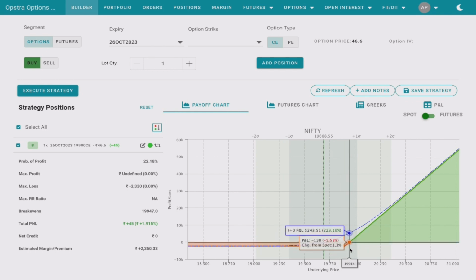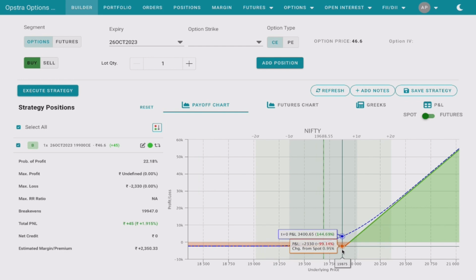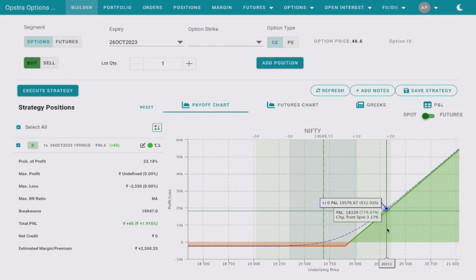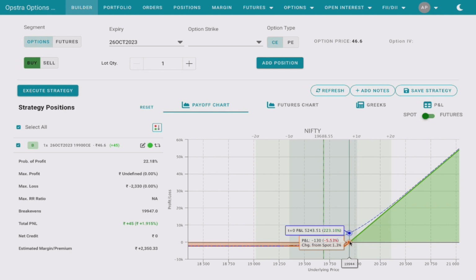And the probability that the market will actually go above 19,946 rupees, which is where I start making money, is 22.18%. As you can imagine, there is a very low chance that the market is actually going to go as high as that. So even though my maximum profit is undefined, the market can actually go to infinity, the probability of it moving just beyond 19,940 is just 22.18%. What does that mean as far as the numbers are concerned?